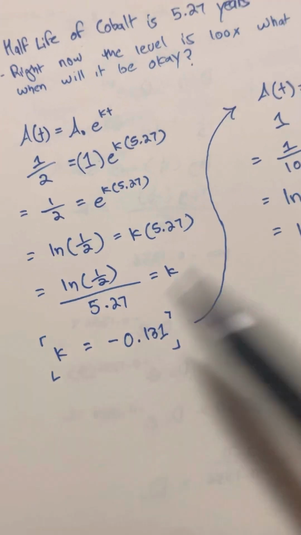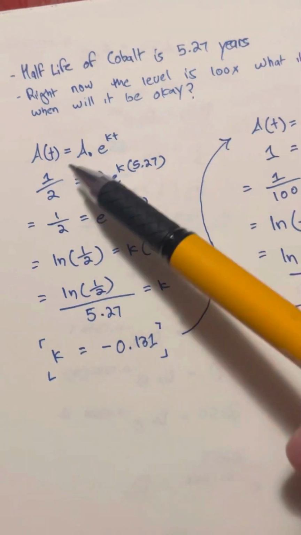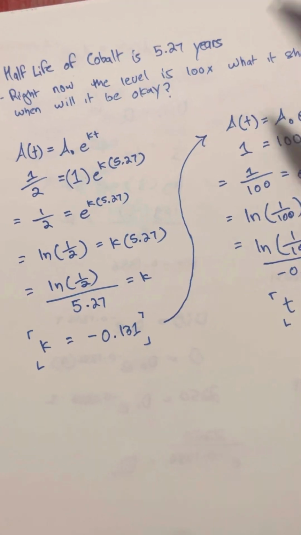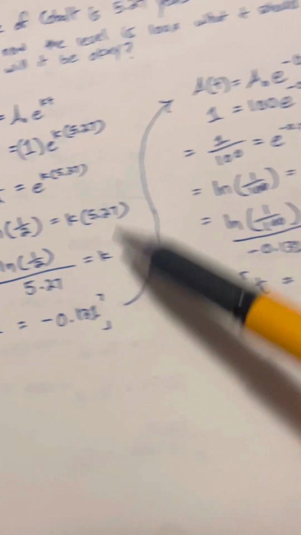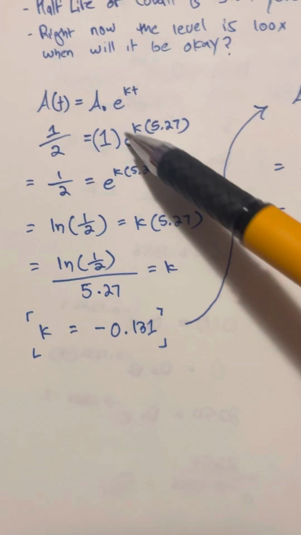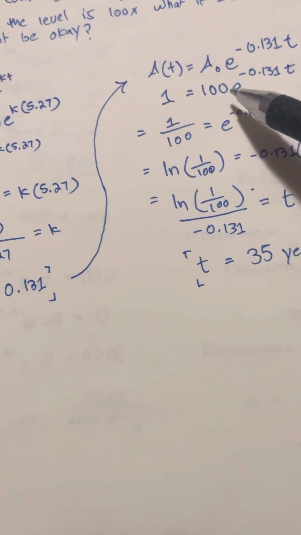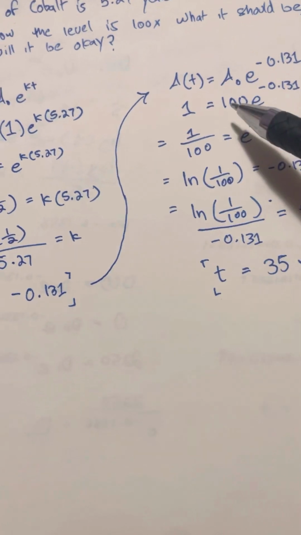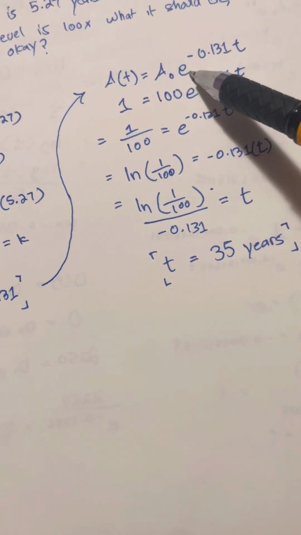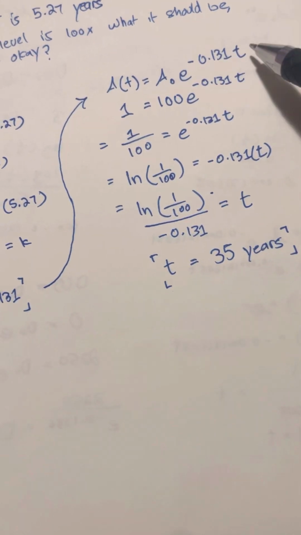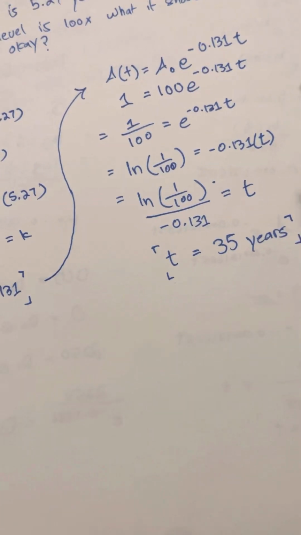That's a 3, 0.131. Now, the question asks, right now the level is 100 times what it should be. When will it be okay? So now we know what k is. Now we could plug it into the general formula. Let's just set up the general formula first. We know that k is true for all formulas regarding this problem because it's a constant. So we can just plug it in again. So we have the same equation, but now we have a k. We don't have a time. That's what we're looking for. When will it be okay? We're looking for the time.